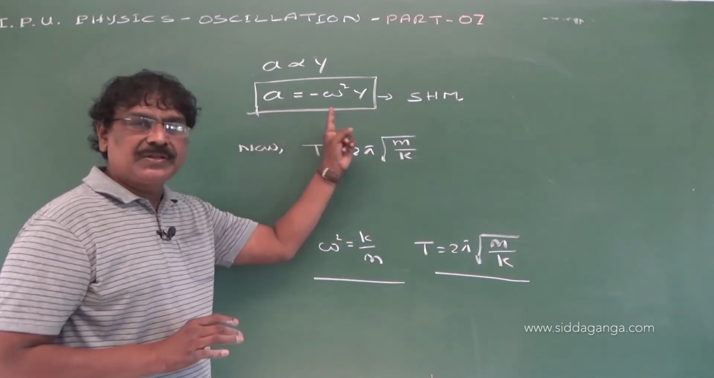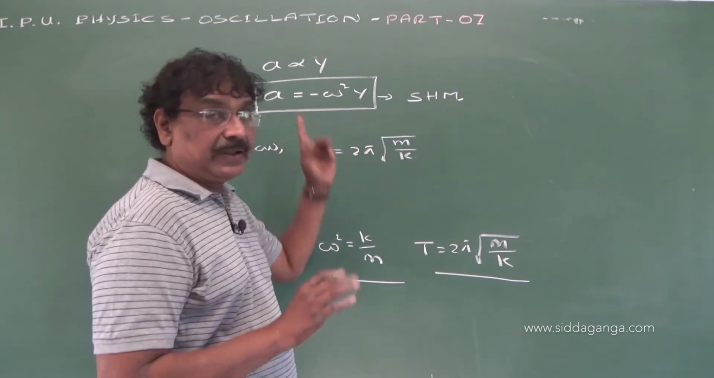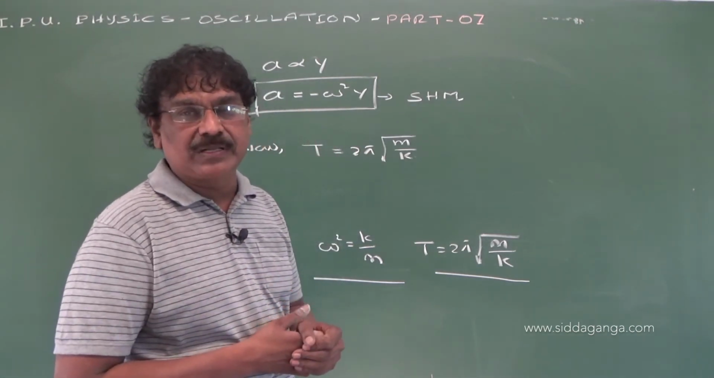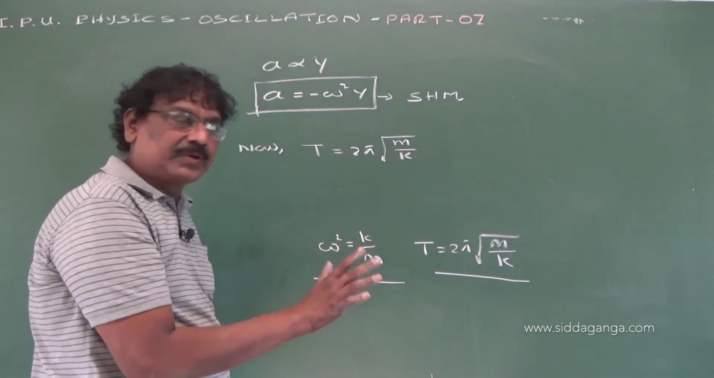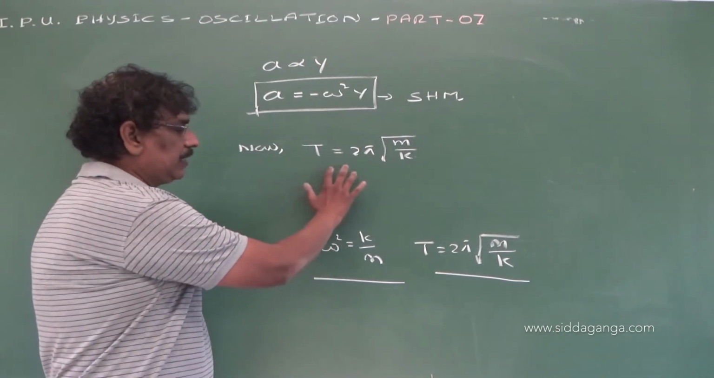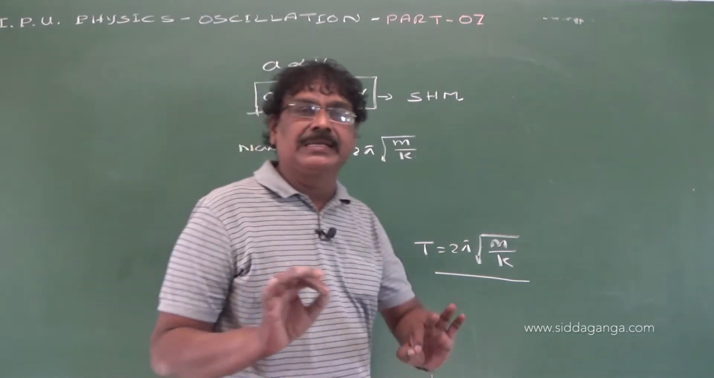A is acceleration, omega is angular velocity, y is displacement, and the negative sign is very important because acceleration is always directed towards the mean position. Then the motion is simple harmonic motion. Then we can apply that equation T is equal to 2 pi into square root of m by k, right. Is that clear?